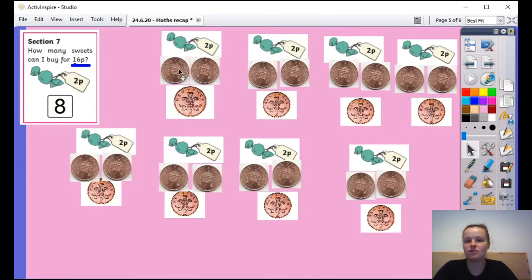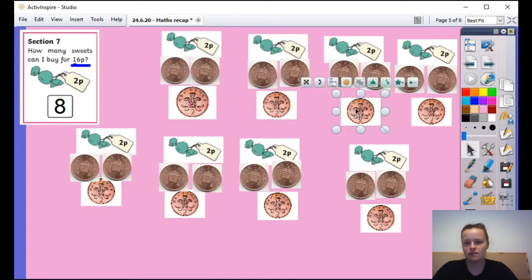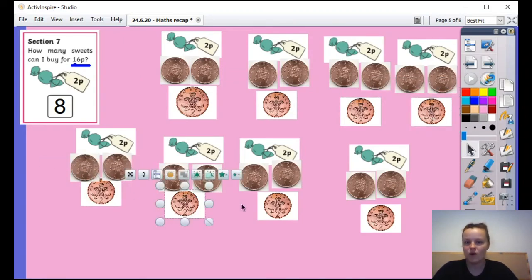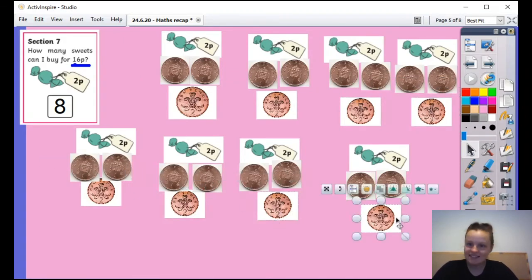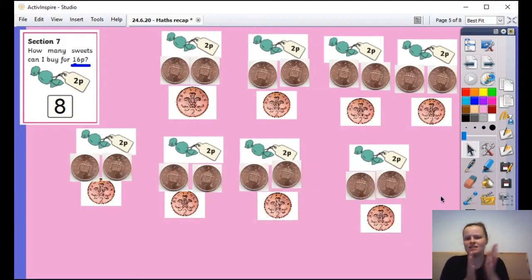So I could have used pennies and gone 1, 2, 3, 4, 5, 6, 7, 8, 9, 10, 11, 12, 13, 14, 15, 16. But I could have also used those 2p coins that are worth the same as the pennies. So let's count. 2, 4, 6, 8, 10, 12, 14, 16. Fantastic, guys. Well done. Okay, so let's move on.